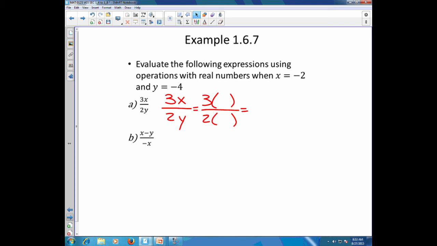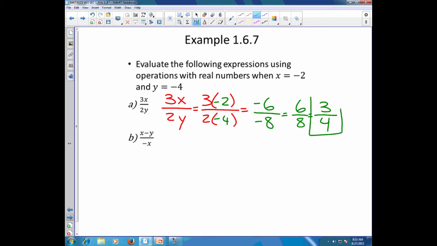And now x is negative 2, y is negative 4. 3 times negative 2 is negative 6, 2 times negative 4 is negative 8. Now we have two negative numbers divided by each other, so our answer is going to be positive. And then we can reduce this fraction by just dividing everything by 2. 6 divided by 2 is 3, and 8 divided by 2 is 4.